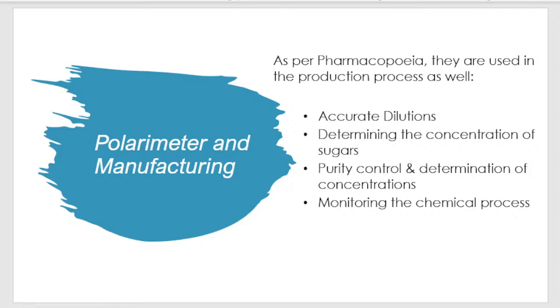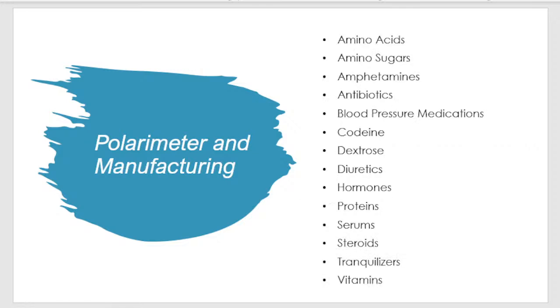It's also used for determining the concentration of sugars, and sugars is a very vague term here. It could be sucrose, dextrose, different sugars. It's also used for the purity control and the determination of concentrations for the different substances, raw materials that have the chiral effect, and also for the monitoring of the chemical process.